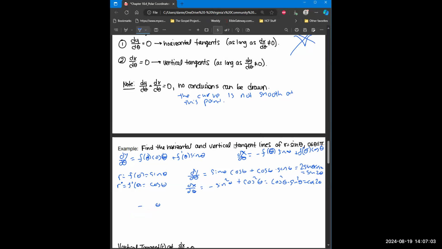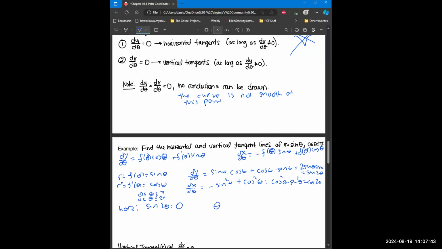It's really not going to be helpful to me, though. I want to take this sine 2 theta, where dy d theta is 0. This is going to be horizontal tangents. Dy d theta, so sine 2 theta is equal to 0. And if 0 is less than or equal to theta is less than or equal to pi, then 0 is less than or equal to 2 theta is less than or equal to 2 pi if I double everything. So where is sine going to be 0 between 0 and 2 pi?